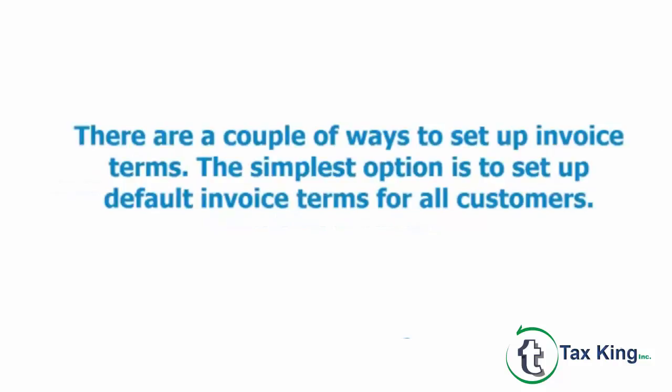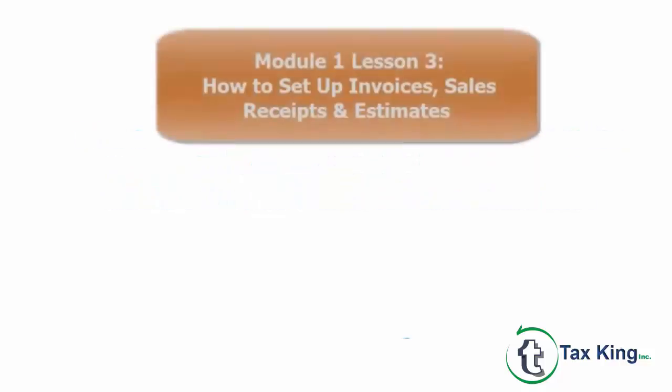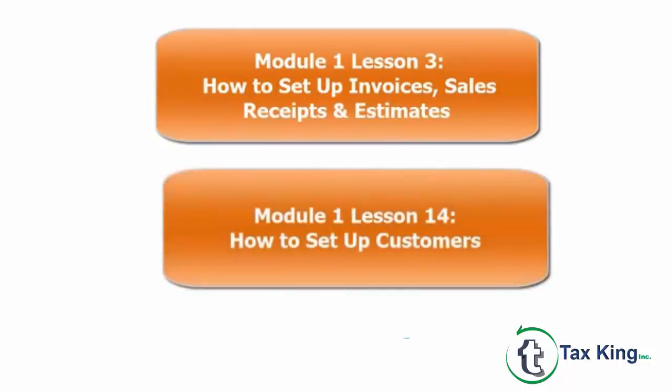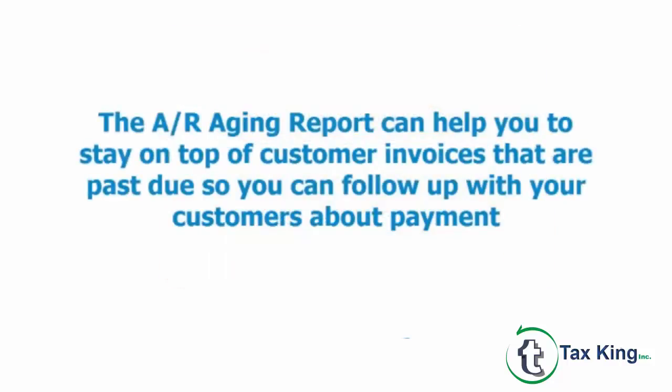There are a couple of ways to set up invoice terms. The simplest option is to set up default invoice terms for all customers. This option works best if the majority of the customers have the same invoice terms, for example, net 30. In the How to Set Up Invoices, Sales Receipts, and Estimates lesson, we walk you through step-by-step how to set this up. Click here to watch this video tutorial. If you offer different terms to many of your customers, then click here to watch our How to Set Up Customers tutorial.